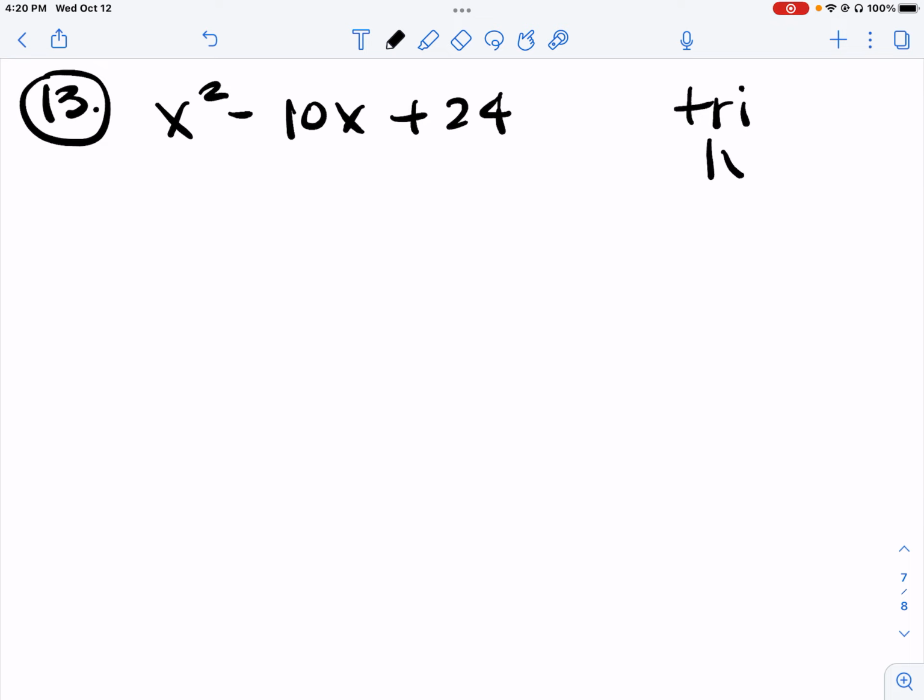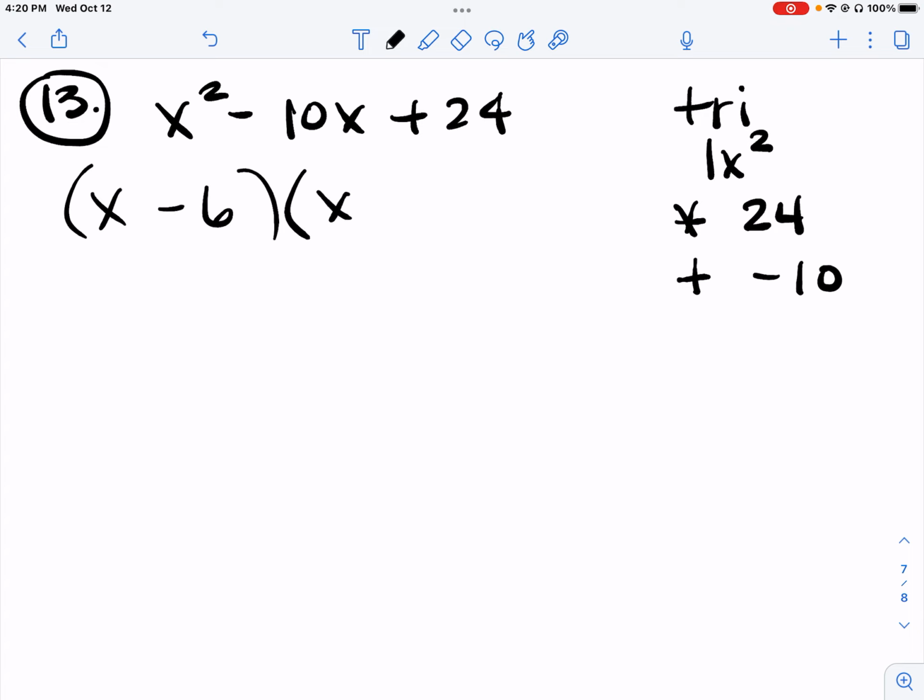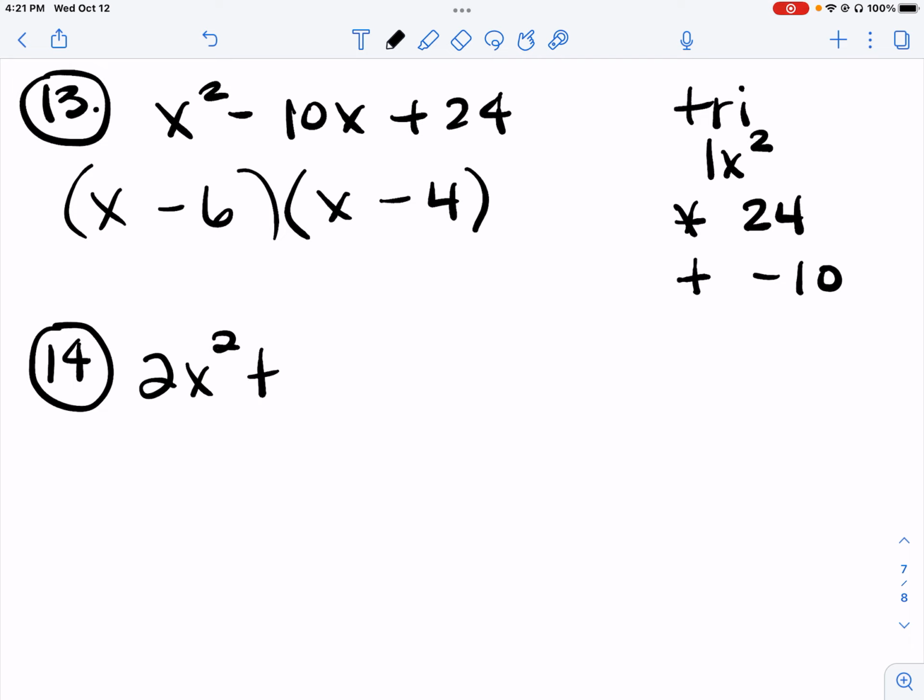Another trinomial with the 1x squared. Multiply to 24. This time we've got positive. We want to add to negative 10. Okay, so we want minus 6 minus 4 because those add to negative 10 and they multiply to positive 24.